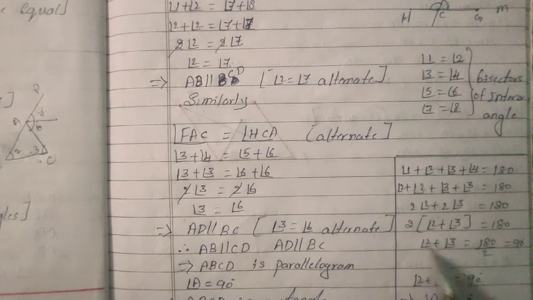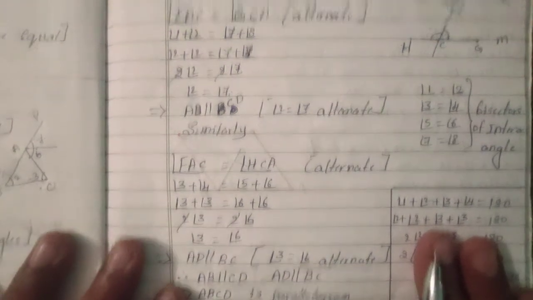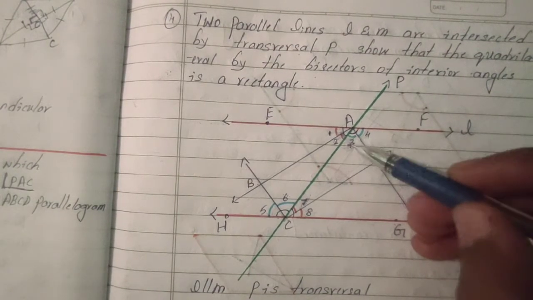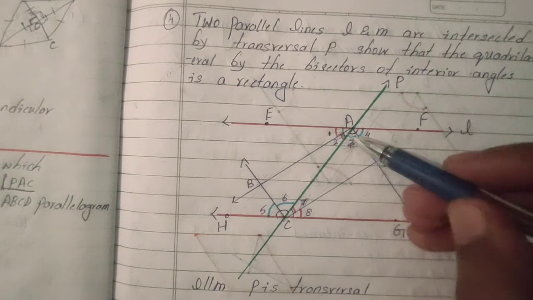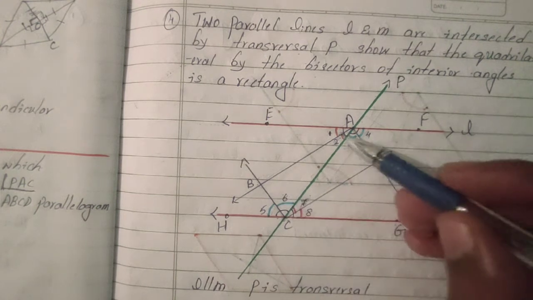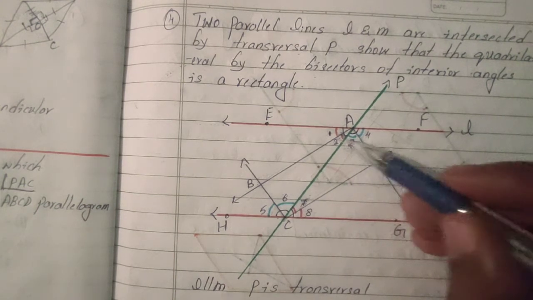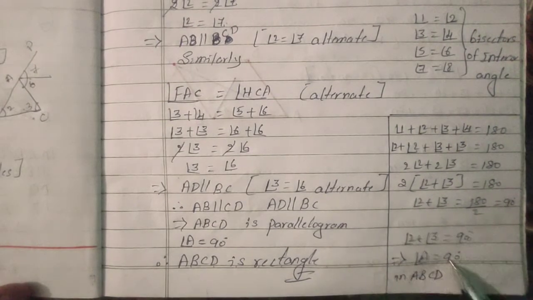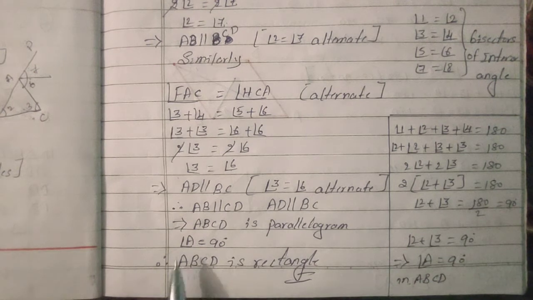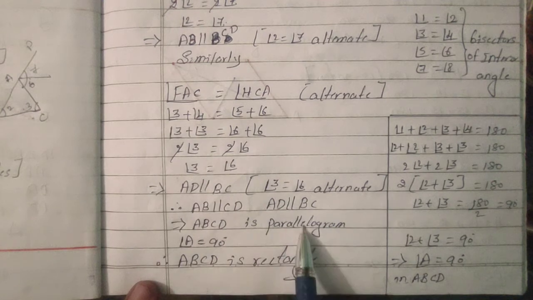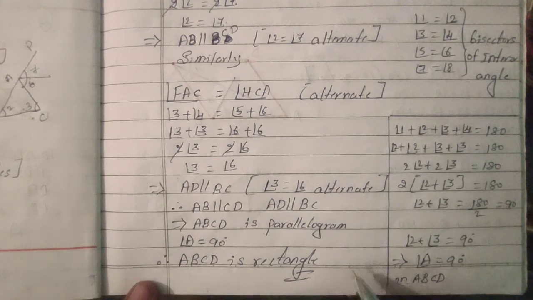So what we got? 2 plus 3 is 90. Students, see here, angles 2 and 3 together are nothing but angle A in this parallelogram. Angle A is nothing but the sum of 2 and 3. Therefore, angle A is 90 in ABCD. So I found A is 90. It is enough, no? ABCD is a parallelogram, one angle is 90, then ABCD is a rectangle.